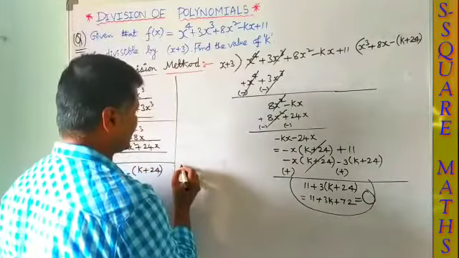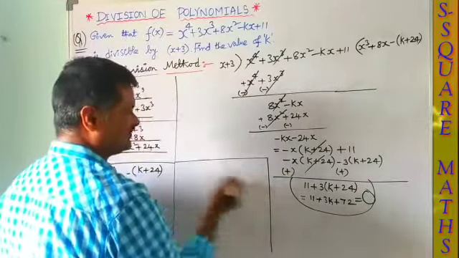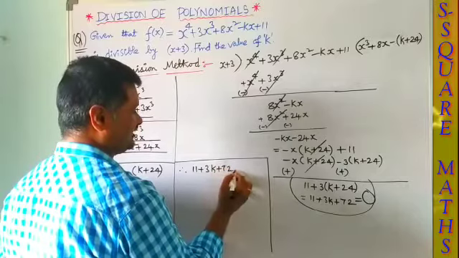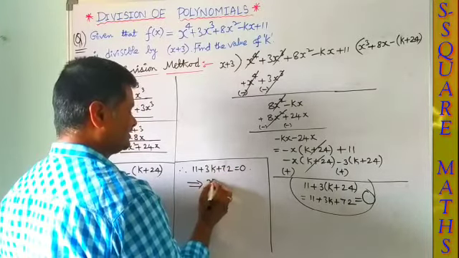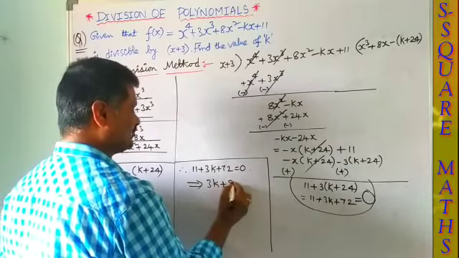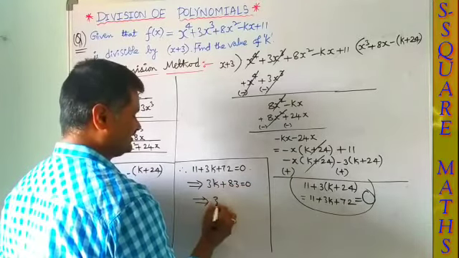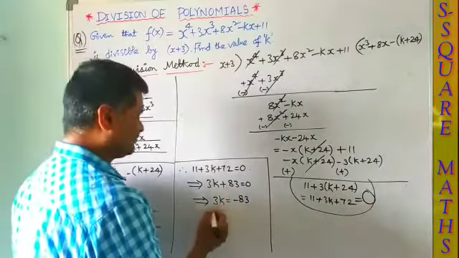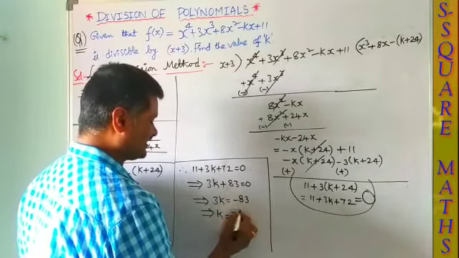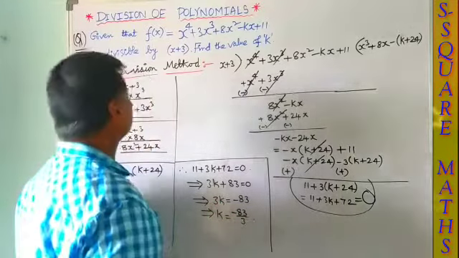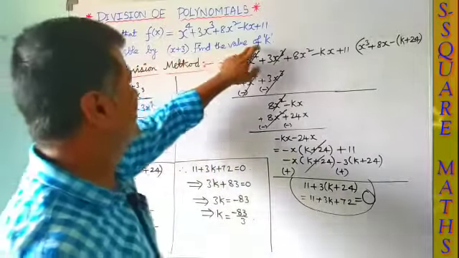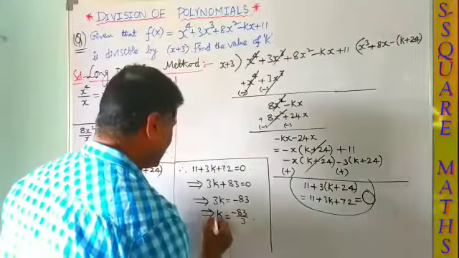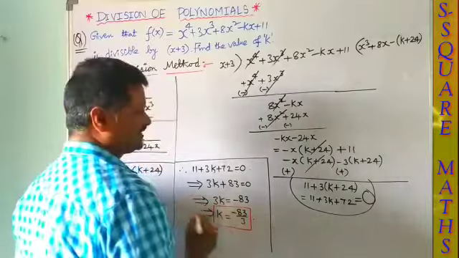So therefore I can write now the remaining part of this. 11 plus 3k plus 72 is equal to 0. This implies 3k plus 83 is equal to 0. This is a linear equation in one variable, already discussed in our previous videos. The variable involved is k, so k is equal to minus 83 by 3. So f of x is divisible by x plus 3, we found the value of k by the long division method with the various steps. We got our k value as minus 83 by 3, and this is the main step.